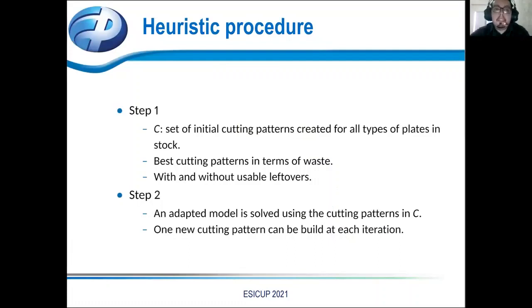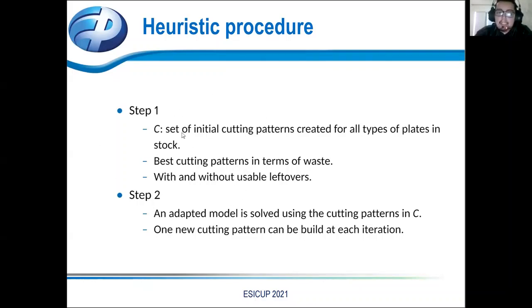So the heuristic procedure that we are proposing has two steps. In the first step, we create a set of initial cutting patterns. We try to find the best cutting patterns in terms of waste for all types of plates in stock, with and without usable leftovers.